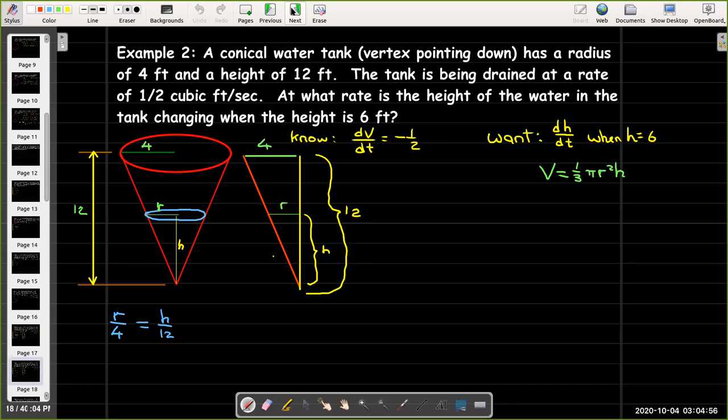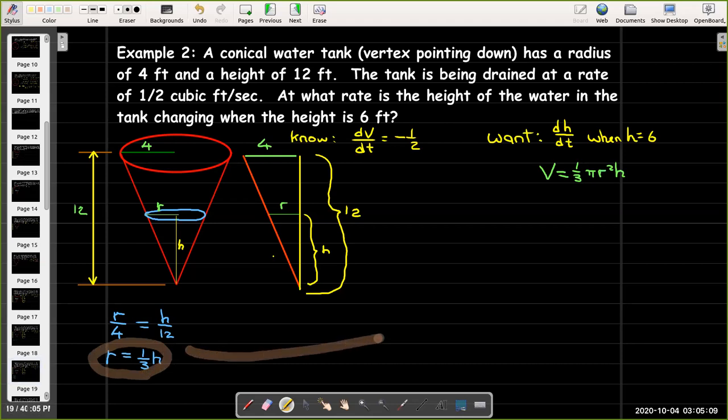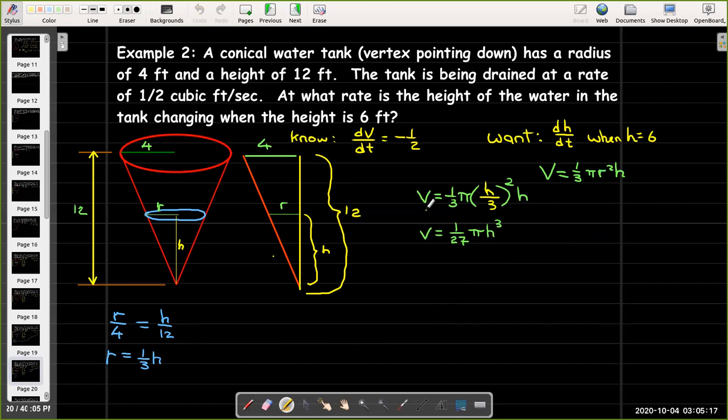And I'll solve that for r. r is 1/3 h. So now I'll take this value, 1/3 h, and replace that in my formula for the volume. So I'll have volume is 1/3 times pi times h over 3 quantity squared times h, which will simplify to V equals 1 over 27 pi h cubed. The next step would be to differentiate implicitly with respect to t. That gives me dV/dt is 1/9 pi h squared times dh/dt.